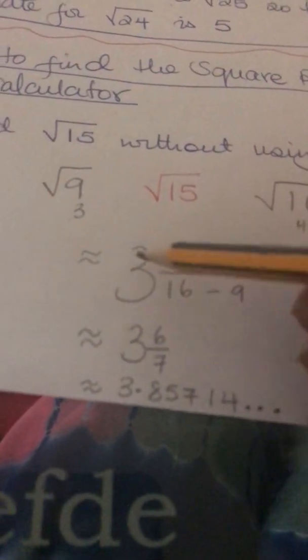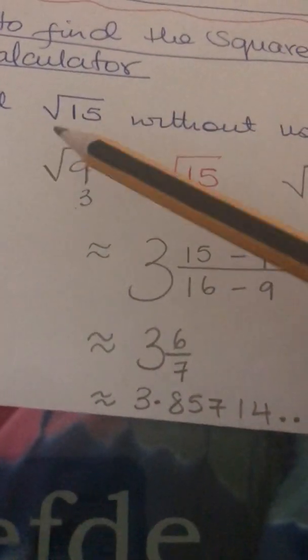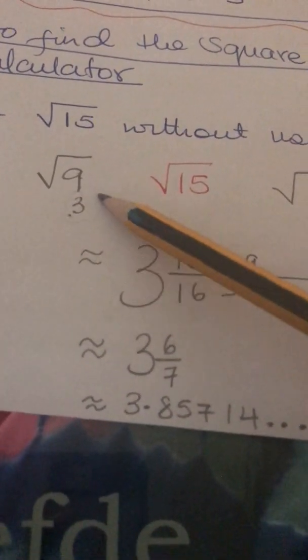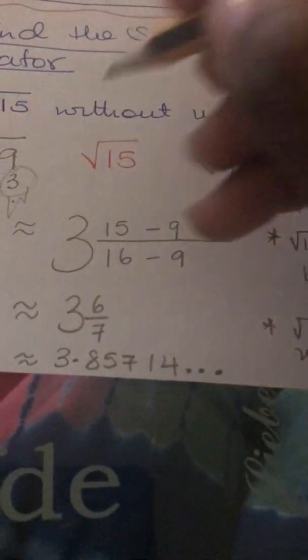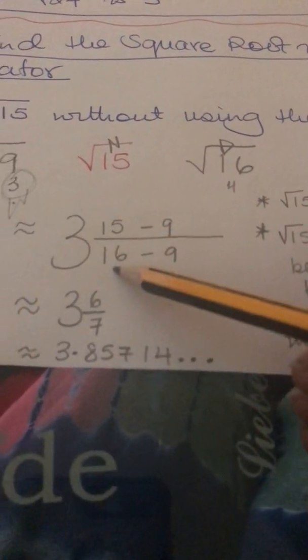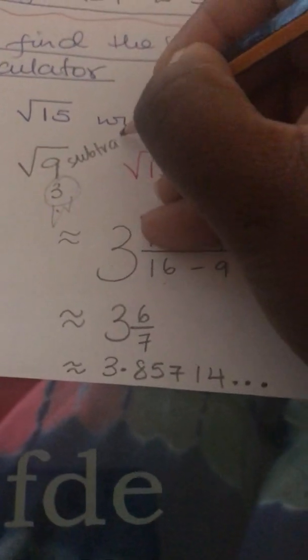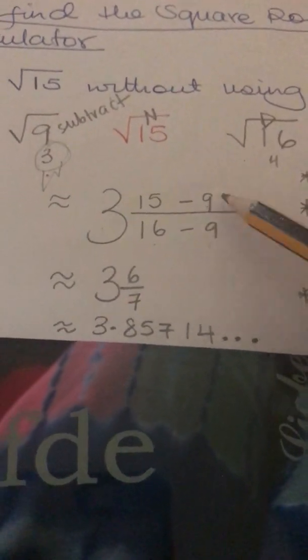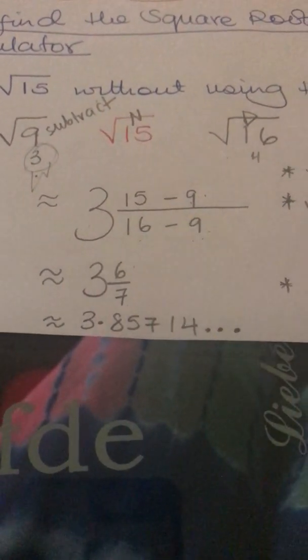So, you always write the answer to the first square root as your whole number. So, the square root of 9 is 3. 3 becomes the whole number. 3 is the whole number. Are we together? This becomes your numerator. This becomes your denominator. So 15 out of 16. And you always subtract the first square root from the numerator and the denominator. So you will get 15 minus 9 and 16 minus 9. You get 6 out of 7.